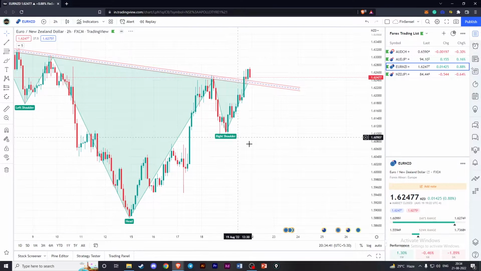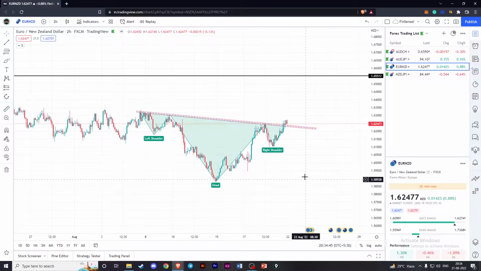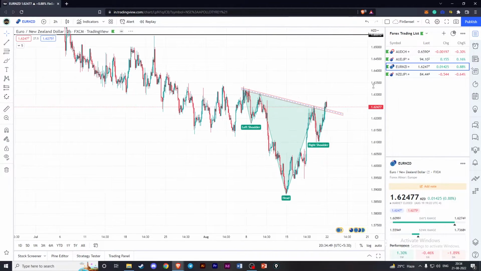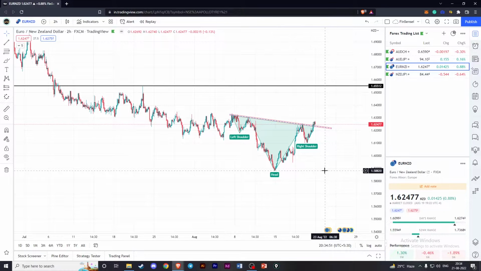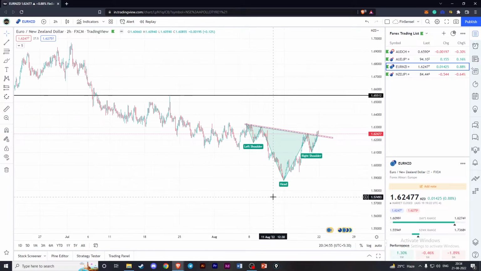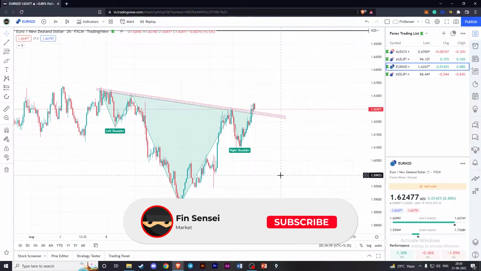The next pair we have today is the euro versus the New Zealand dollar. It is showing a very classic reverse head and shoulders pattern. Head and shoulders patterns are known for very strong reversal signs, and since this pair has been in a downtrend, it can actually turn this trend around and go bullish right now.